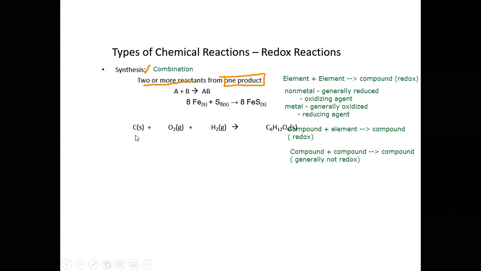So here, for example, we have the synthesis of glucose. We start with the elements carbon, oxygen, and hydrogen, and we get C6H12O6. So this is a synthesis, and since we go from elements to compound, it's also redox. Because remember, species in their natural form all have a zero charge, and so all of these take part in the redox process because they're all elements and they all get put into compounds.